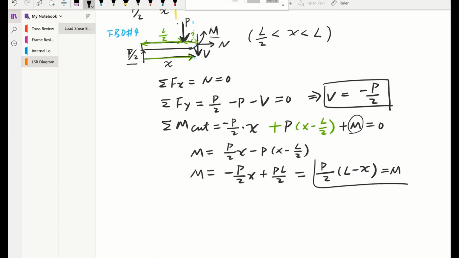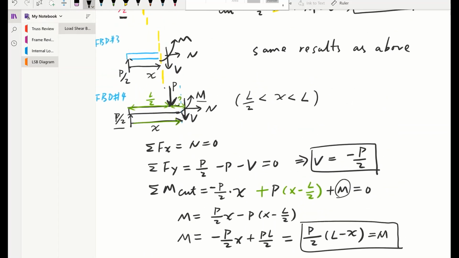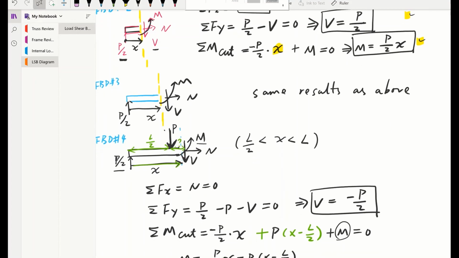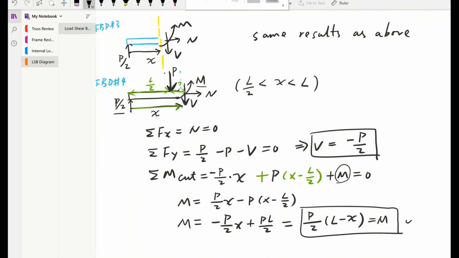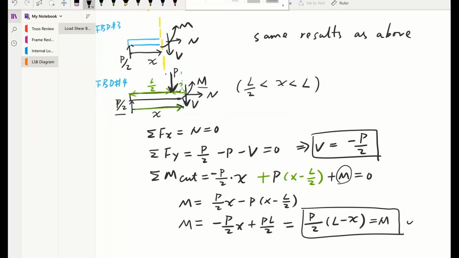And a little comparison. This bending moment is different from the previous bending moment. Why so? Because the range is different. This is the second half of the beam. Okay?